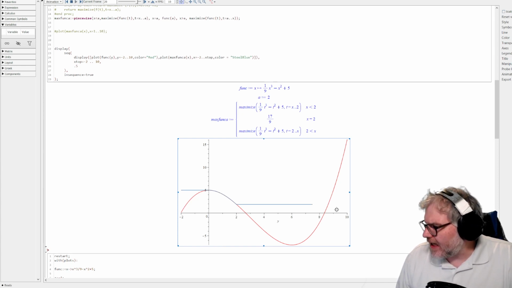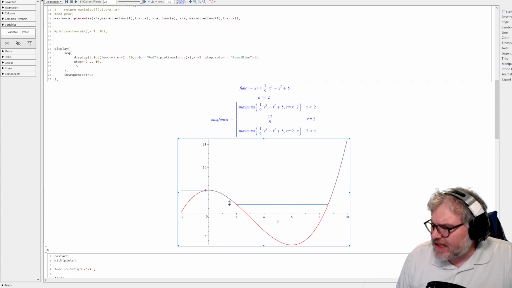And now I hit play again, and then when I get to this, I go up again. So the reason that it was decreasing here is because my base point was 2. As x moved closer and closer to 2, my max got smaller.